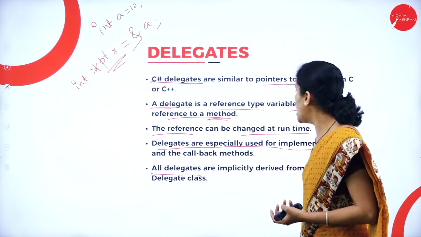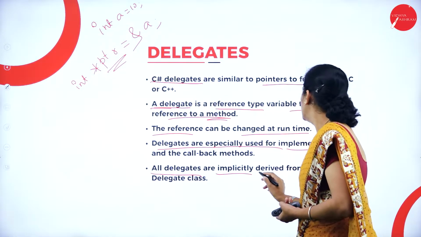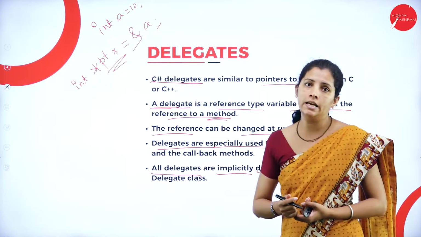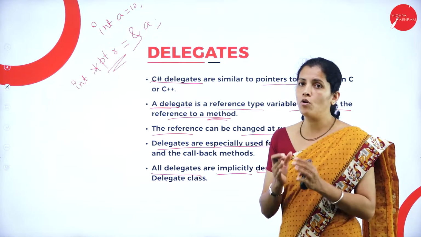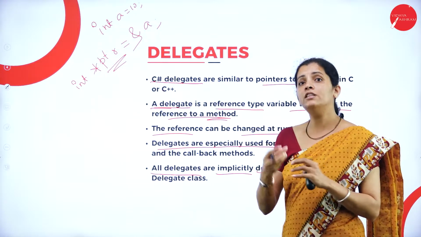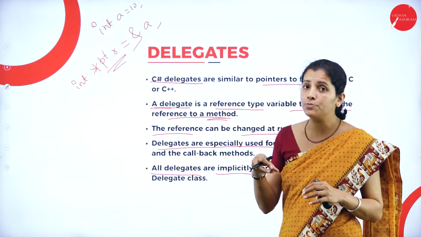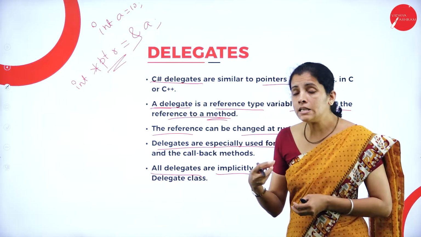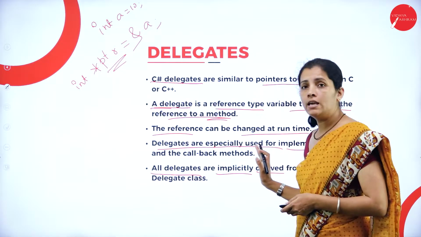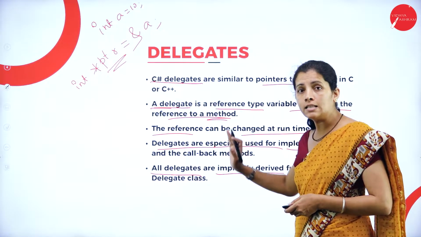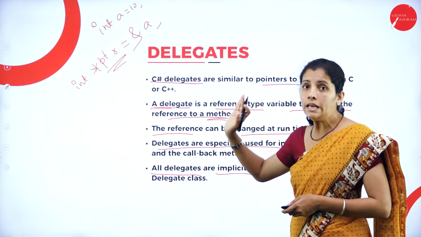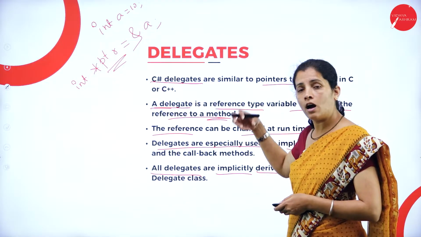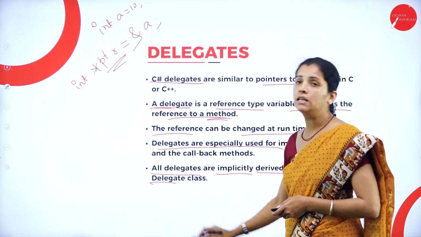All delegates are implicitly derived from the System.Delegate class. Suppose I want to use delegates and the features of delegates in my C# program, then all these are implicitly derived from the class. Which class? That is the System.Delegate class. And all the functions and features are stored in the Delegate class.